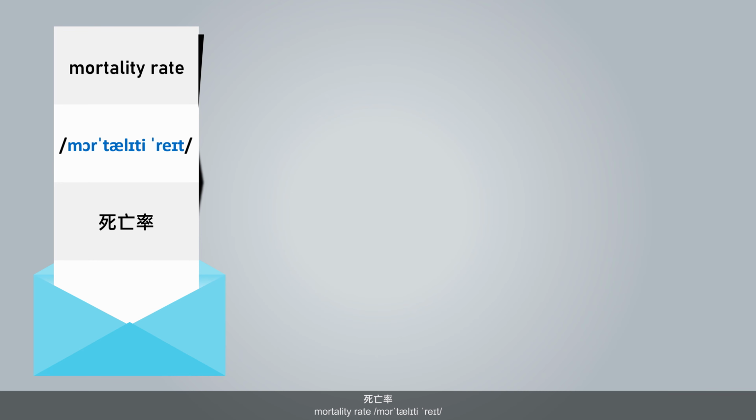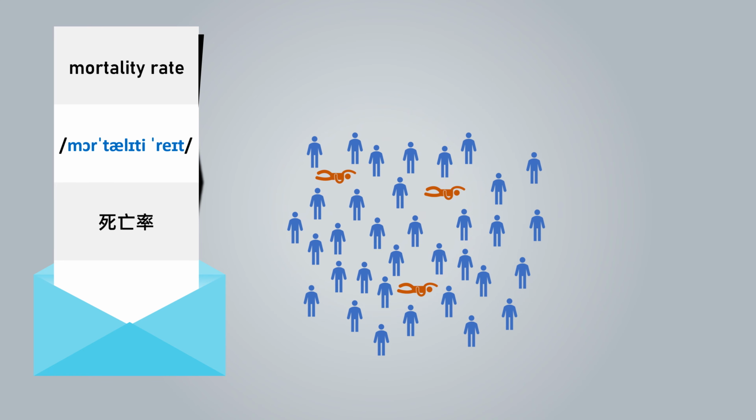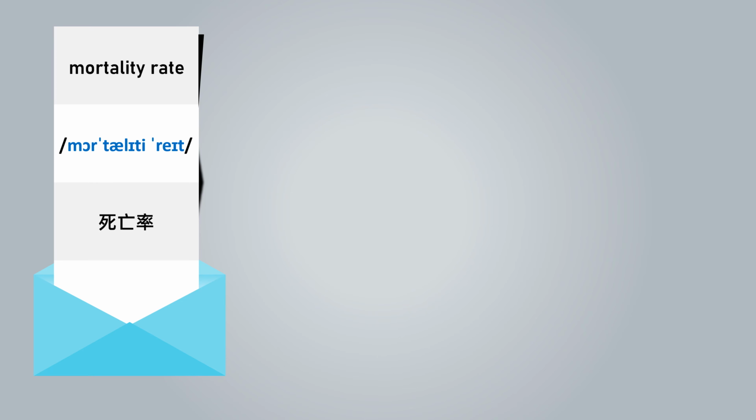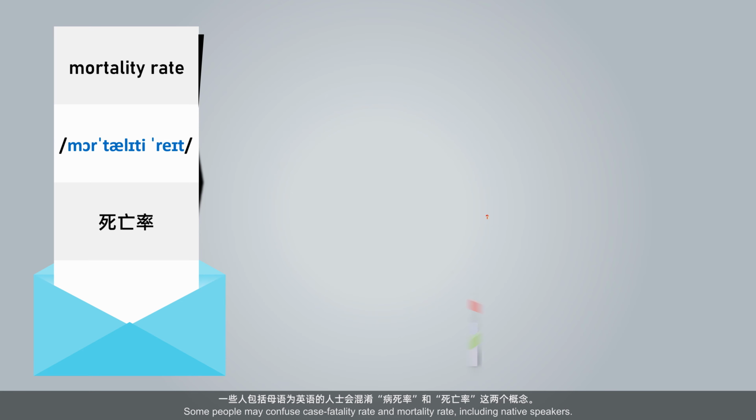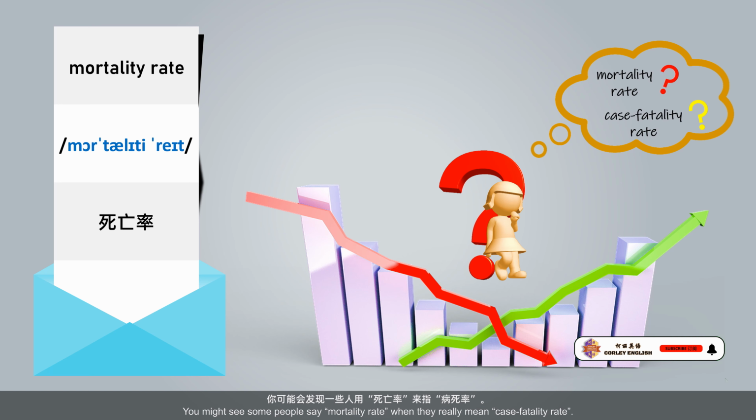Mortality rate. The mortality rate is the number of deaths compared to the entire population. Some people may confuse case-fatality rate and mortality rate, including native speakers. You might see some people say mortality rate when they really mean case-fatality rate.